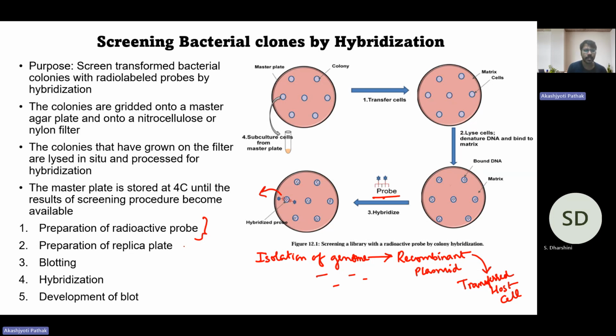So once you prepare the replica plate, you need to blot it. Blot it on any membrane, a nitrocellulose membrane, for example, and then you hybridize it. Once you blot it, you add the probe. Hybridization means you are adding the probe to your blot, and then you develop the blot. You do autoradiography. If it is a radioactive probe, you can do autoradiography and detect the signal.